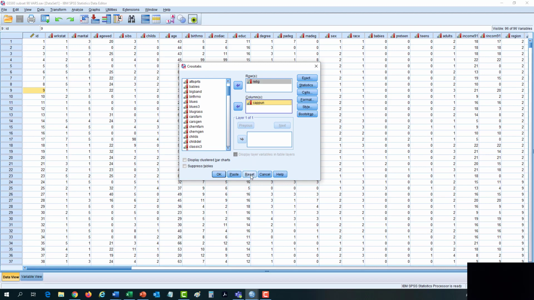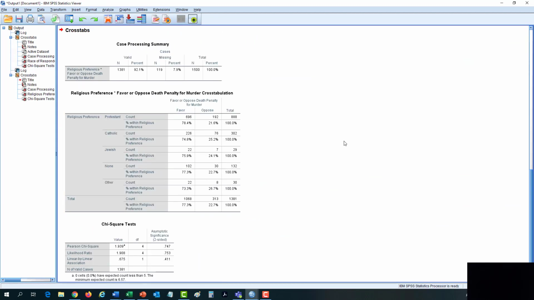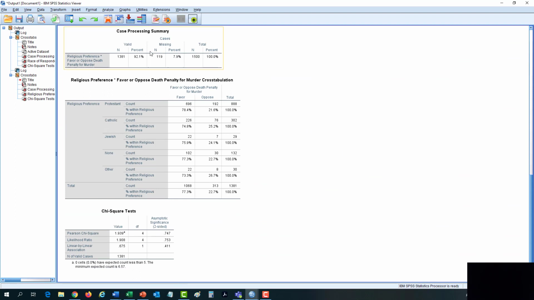So remember, I did not click reset. My button selections are still in there. So all I have to do is click OK. And remember, case processing summary means nothing. So here's our cross-tabulation window. All of the religious categories are over here. And the two answers for death penalty, you either favor it or you oppose it, are in the columns.